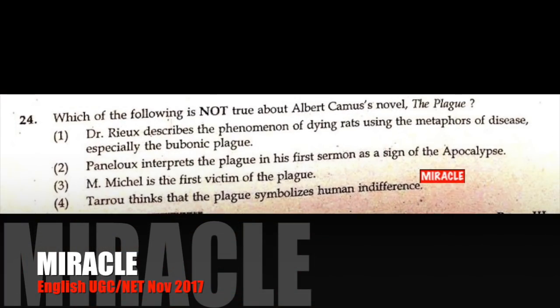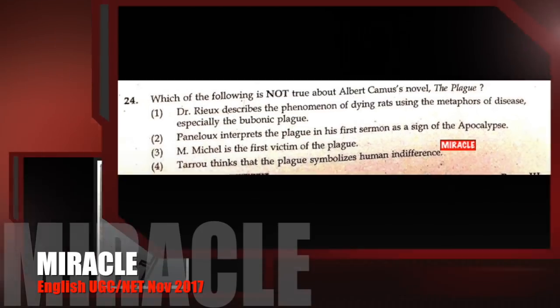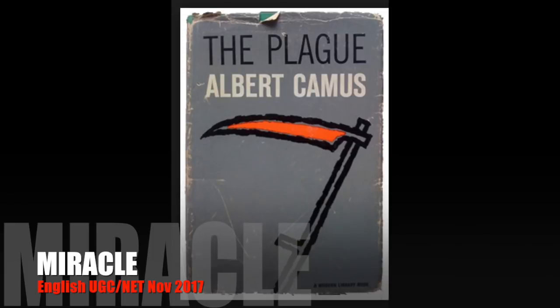Question number 24. Which of the following is not true about Albert Camus' novel The Plague? The same Albert Camus who wrote the essay Myth of Sisyphus and gave the idea of absurd theatre and existentialism. So first of all, let us discuss the story and then we will see which one of the choices is not correct. The novel The Plague was published in 1947 when India got its freedom.